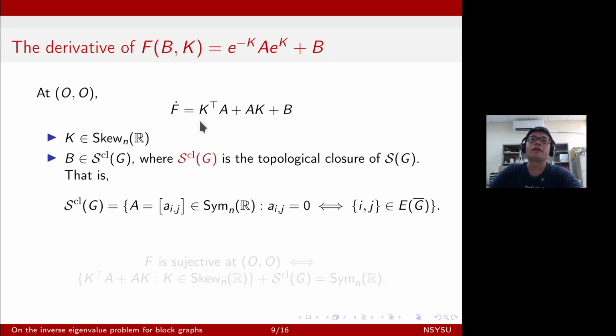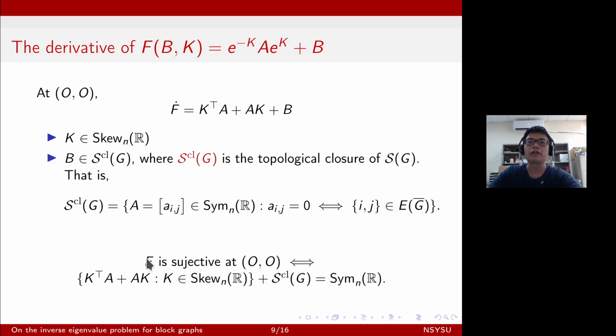So to talk about the surjectiveness of this function, it is not hard to see that F prime, okay, sorry, this is a mistake. F dot is surjective at 0, 0 if and only if the range of the function on the left-hand side and the closure of S of G, their sum, is equal to the whole space of symmetric matrices. And so if you want, you can just take this one as the definition of the SSP.